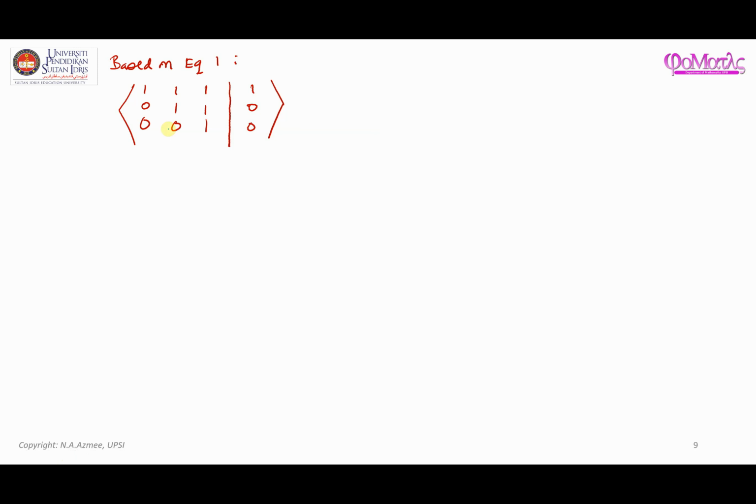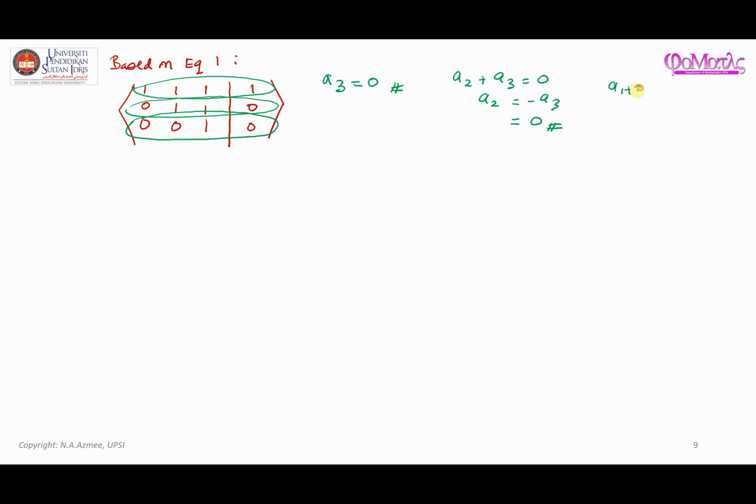I can write down that the answer to a3 is equal to 0. Based on this row, a2 plus a3 is 0, so a2 is negative a3, and a2 is equal to 0 as well. And for the last one, I have a1 plus a2 plus a3 is equal to 1, so a1 must be equal to 1 since a2 and a3 are 0. Okay, so I got the values of a1, a2, a3.